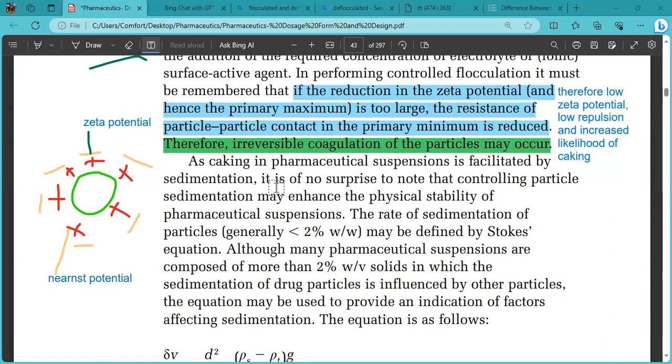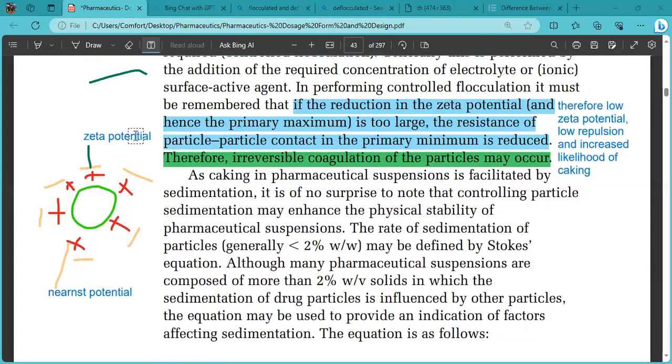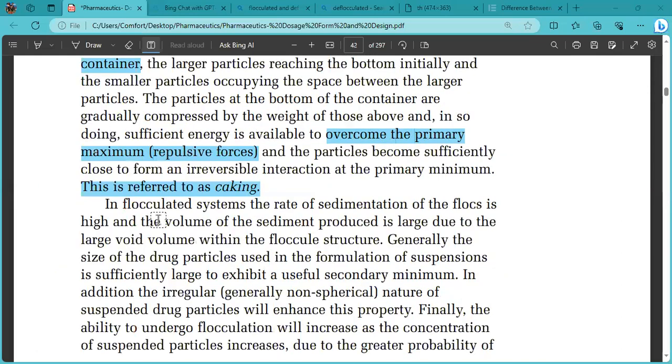However, if the zeta potential is high, the weight of the particles will not have sufficient energy to overcome the repulsion forces, and therefore it will be easily redispersed. So that is a more flocculated system. Yes. And just use this for reference.